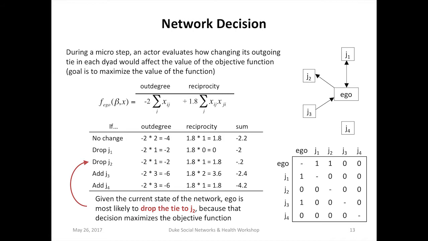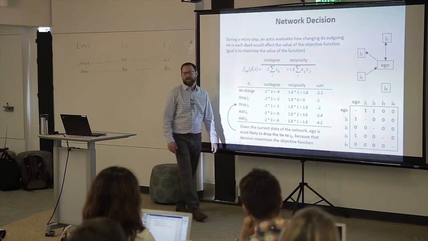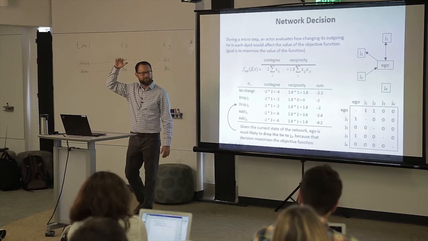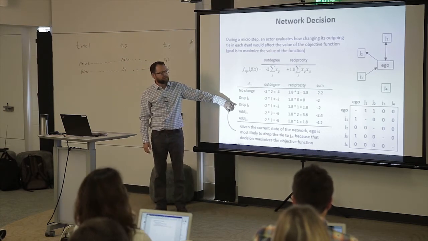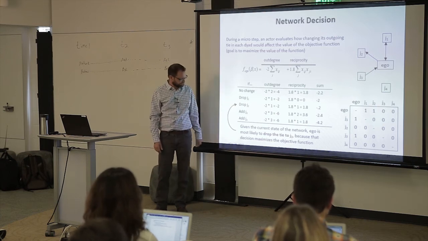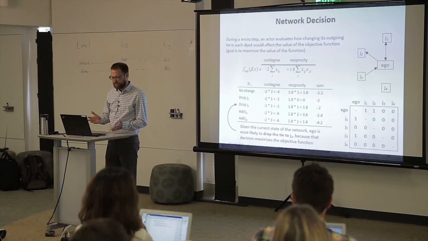So keeping that tie to J2 doesn't make a whole lot of sense from ego's perspective. The other possibilities are adding the tie to J3 or adding the tie to J4. J3 would be reciprocated, so that's kind of nice, but it's also adding another tie, which is costly. And on the whole, that doesn't produce as much benefit. So ultimately, after ego goes through all of these, we find which option has the greatest value. These are all negative, but the greatest value comes here, dropping the unreciprocated tie to J2. So that's the decision that ego is most likely to make.